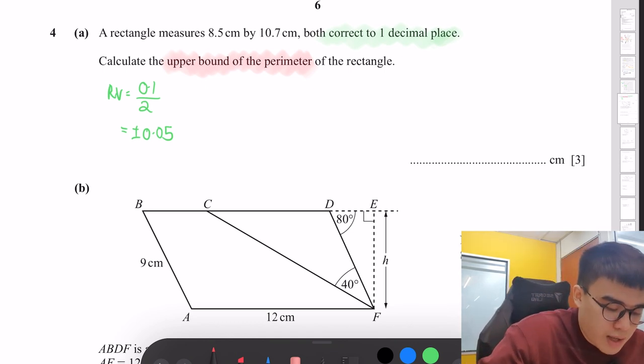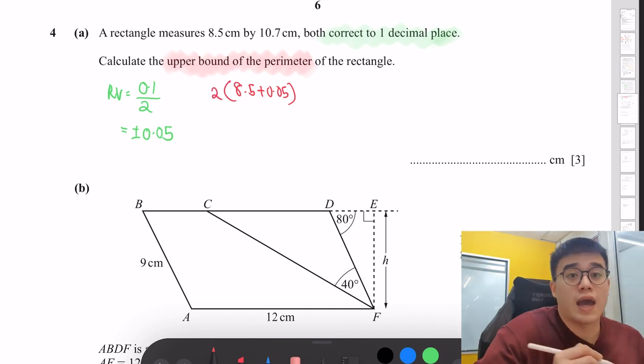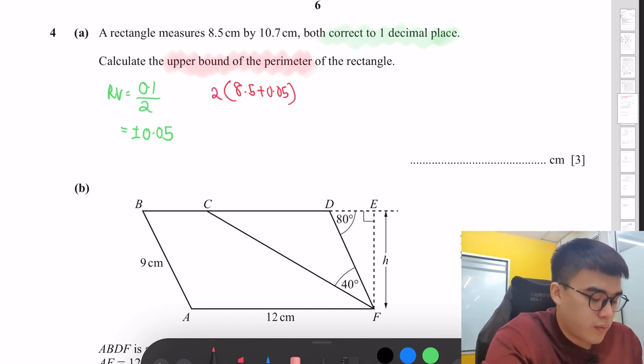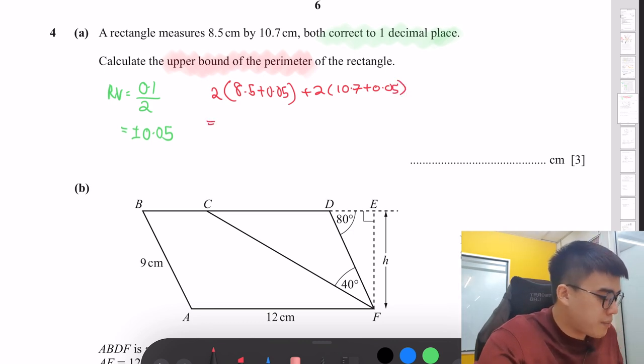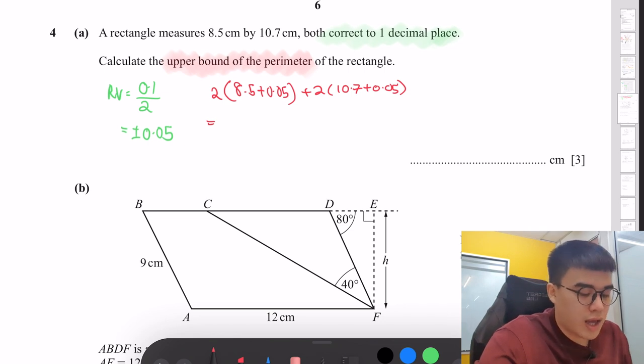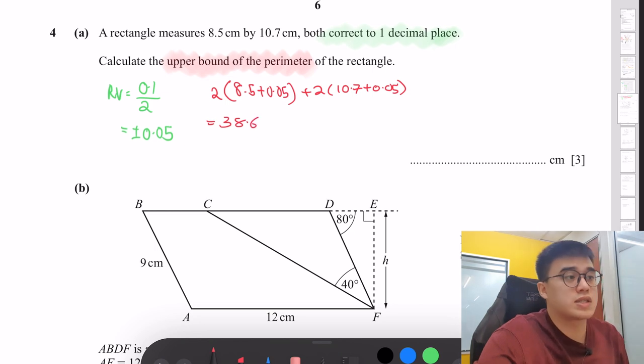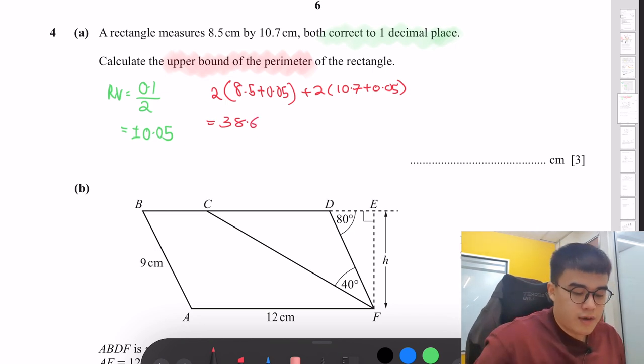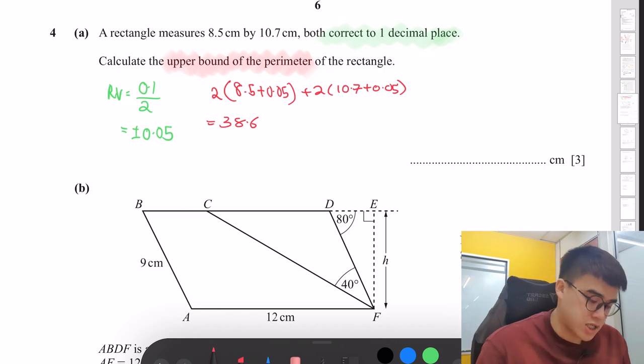So in our case, our 8.5 must be added with 0.05. And remember, for a rectangle, there will be 2 sides at this length. Well, we have another 2 sides at 10.7 plus 0.05. So by adding them up and running the calculation, it will amount to 38.6. Okay, so this will be your part A's final answer.